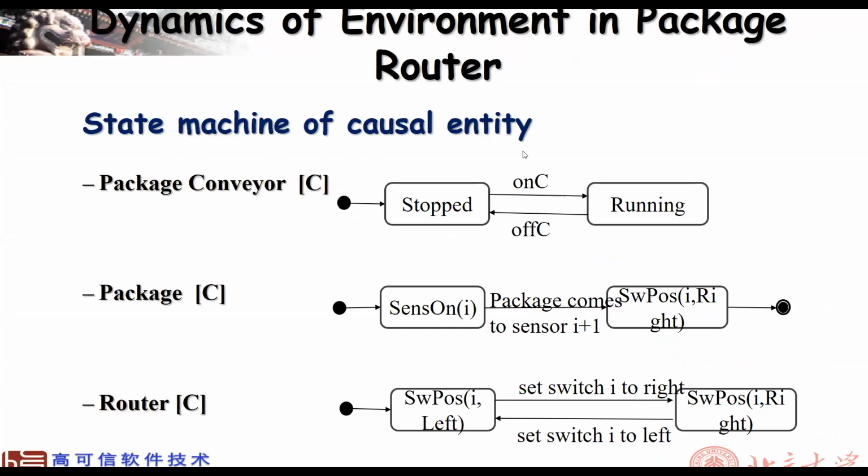And for the causal entities, we can have the state machine. For the package conveyor, it has two states, stopped and running, and there are transitions between running and stopped. For the packages, if it is sent on and the package comes to a new sensor, then the position is open. And for the router, it can set the switch to right or left.